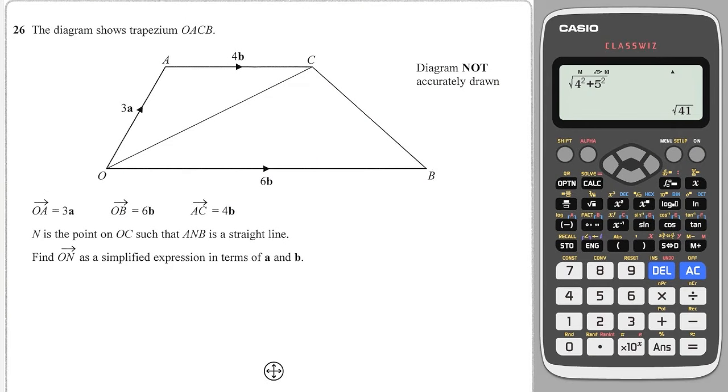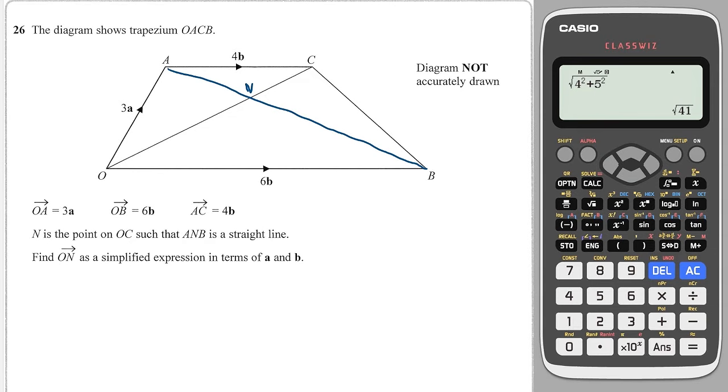Okay, next question. We have O to A is 3a, O to B is 6b, and A to C is 4b, all given on the diagram. N is the point on OC such that ANB is a straight line. Okay, so that is the point there, N. And it says find ON as a simplified expression of a and b.